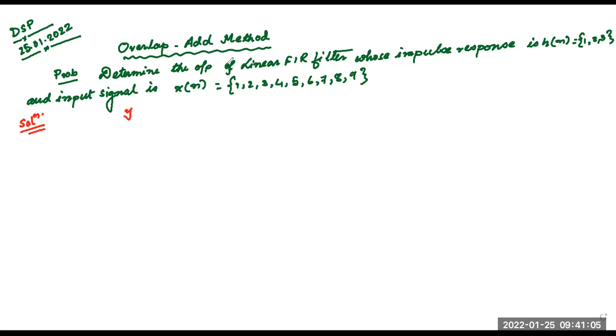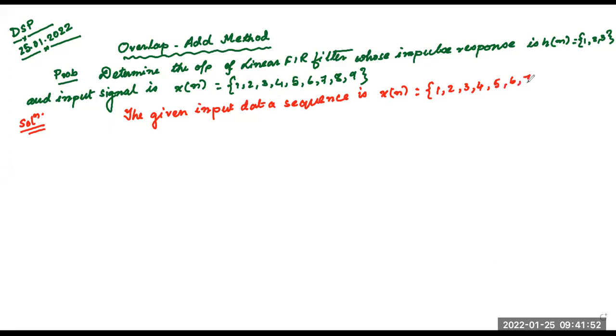So the given input data sequence is x(n) equals 1, 2, 3, 4, 5, 6, 7, 8, 9. So this is the given input data sequence.